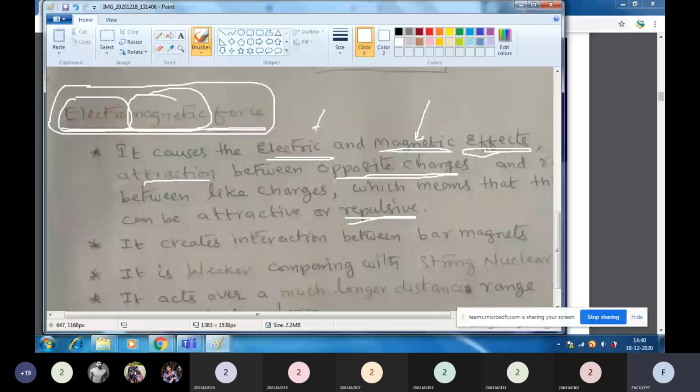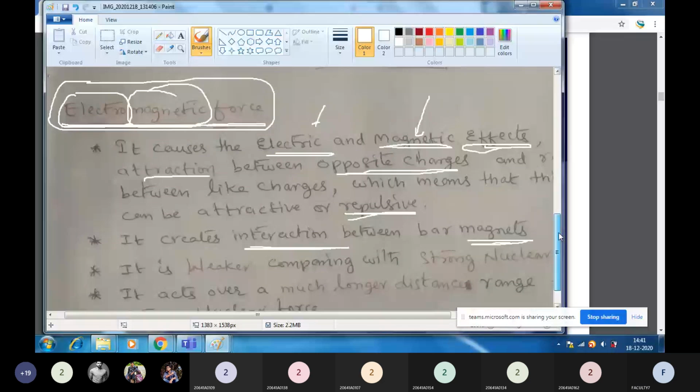So what is the point here? This electromagnetic force might be attractive or it might be repulsive, depending on the point of consideration. In the previous case, the gravitational force that we considered remains attractive, but here it will be either attractive or repulsive. Now it creates interaction. This particular force will create interaction between the magnets.